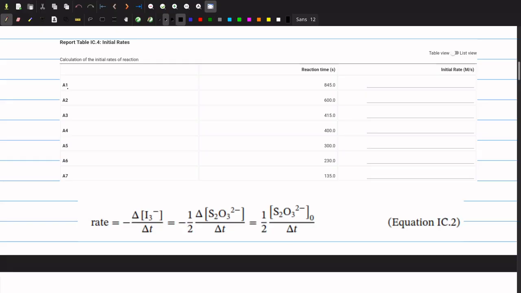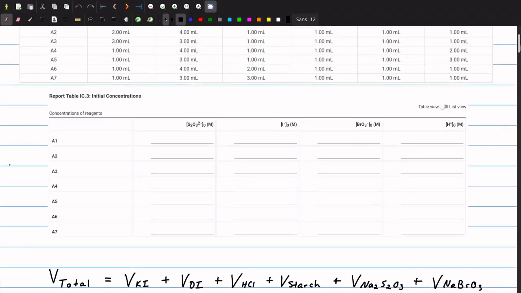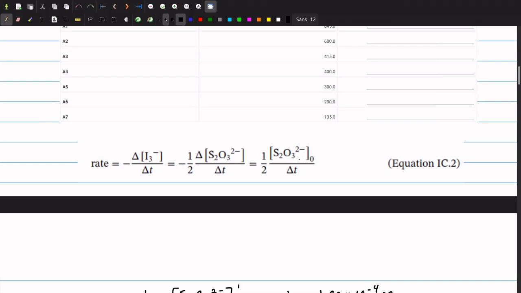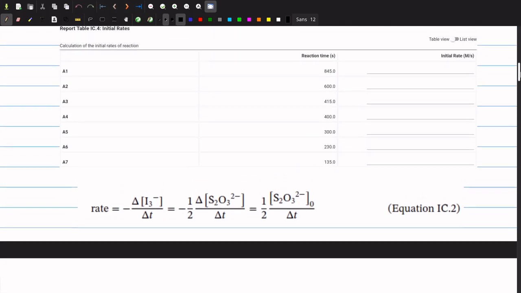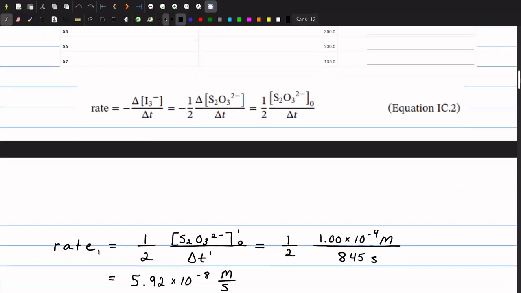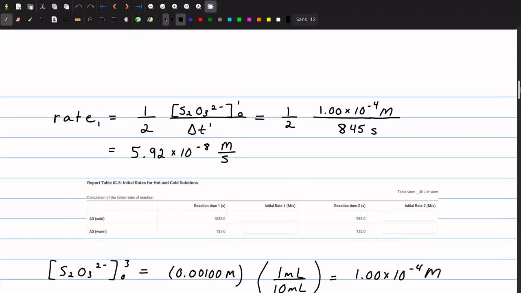So for instance, for A1 here, we would go back to the initial concentration of the thiosulfate for A1. We would plug that in for this term here. The change in time for A1 is going to be 845 seconds, and then we'll multiply that by 1/2. I did plug that in for A1 here, and then I wound up getting this value here. Note that we are in molarity per second.